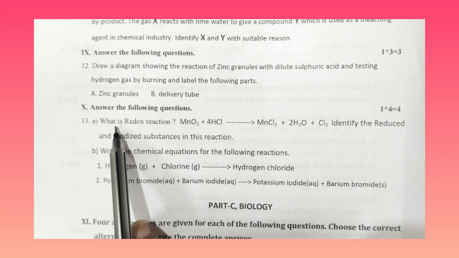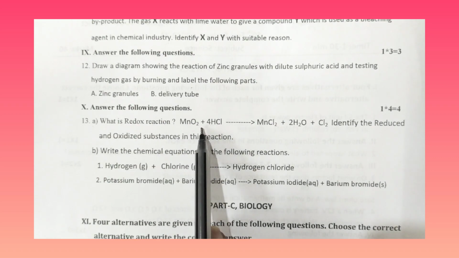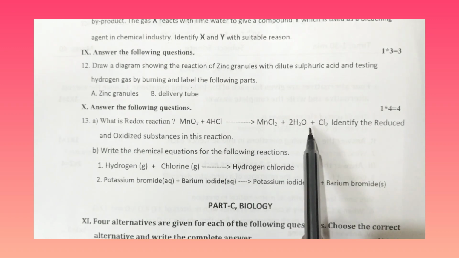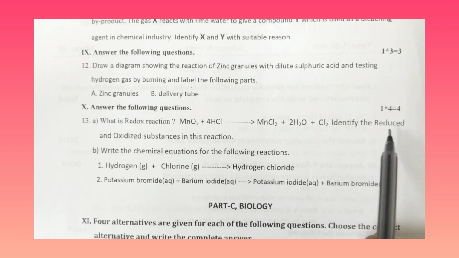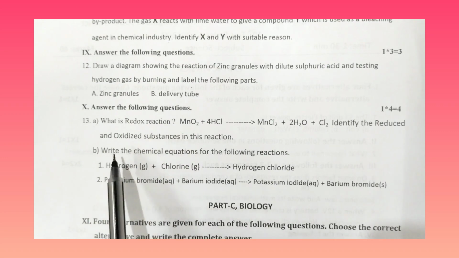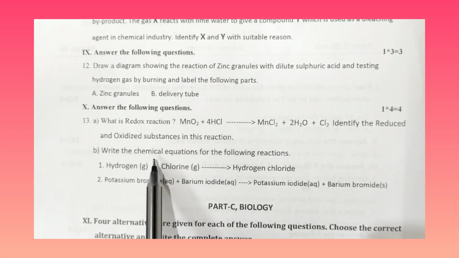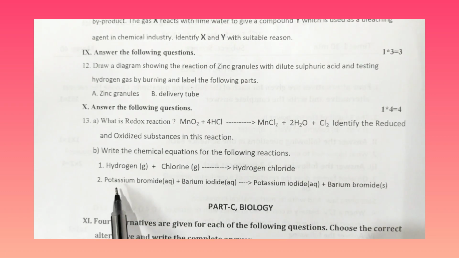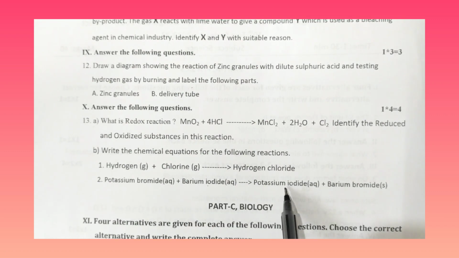In that one, A, what is redox reaction? Then MnO2 plus 4HCl give rise to MnCl2 plus 2H2O plus Cl2. Identify the reduced and oxidized substance in this reaction. In that one only, one more question is there. Write the chemical equation for the following reaction. Hydrogen reacts with chlorine to form hydrogen chloride, and potassium bromide reacts with barium iodide to form potassium iodide and barium bromide. So now let us answer both the questions.